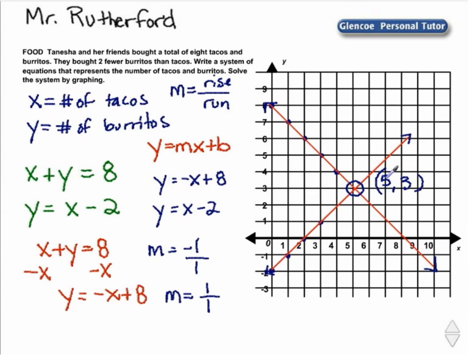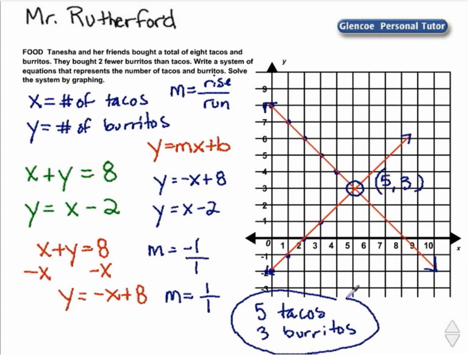So what this means is, remember that our x was the number of tacos, so Teresa and her friends bought 5 tacos, and remember y is the number of burritos, so Teresa and her friends bought 3 burritos. So we have a total number of 5 tacos and 3 burritos. So now you've learned to solve a system of equations by graphing.